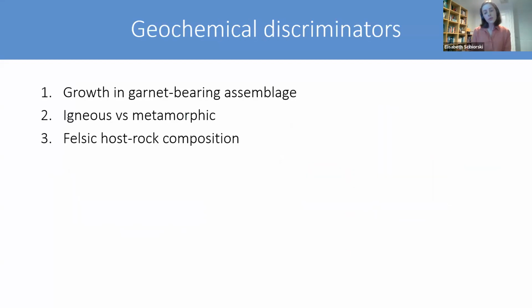Okay, so we've got a large data set. So what do we do now? Well, now the hunt is on. So we're going to try to find some patterns and try to find some useful geochemical indicators. And there are a lot of potentially useful things to look into, but for today, I'm just going to talk about these three. So looking for a garnet signature, igneous and metamorphic titanite, and looking at the host rock composition.